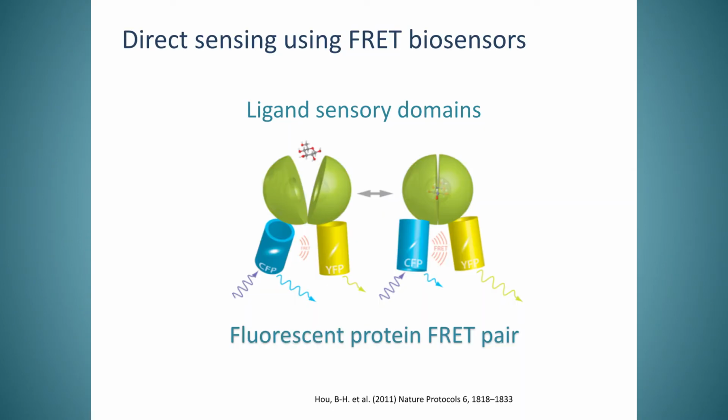So when I was a postdoc in the Frommer lab back in California, I set out to generate FRET biosensors for hormones. And so just a little background on how these FRET biosensors work. There's a ligand sensory domain that interacts with the ligand of interest, and that's fused to two fluorescent proteins of a FRET pair. Shown here are CFP and YFP. And so when the ligand sensory domain interacts with the ligand of interest, it will change its conformation. That will transduce into a relative change in distance or orientation of the two fluorescent proteins.